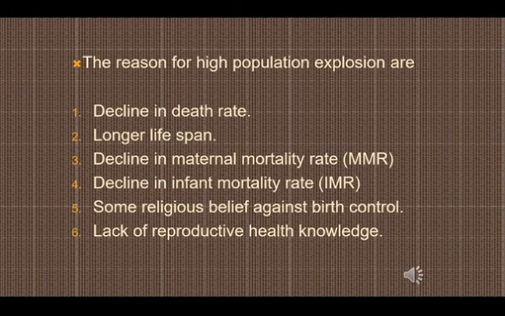The reasons for high population explosion are decline in death rate due to the increased medical facilities, longer lifespan, decline in maternal mortality rate (MMR), decline in infant mortality rate due to government policies, some religious beliefs against birth control, and lack of reproductive health knowledge. The last one is the main aspect: lack of reproductive health knowledge. If women are well educated and know how to take good care of their reproductive organs and reproductive health, then automatically the population will be in control.